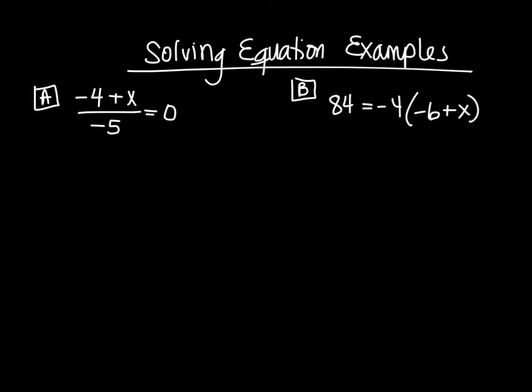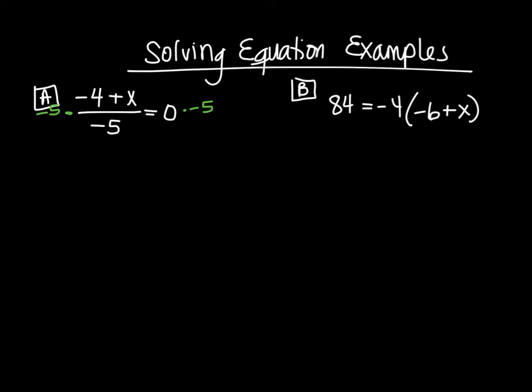All right, to keep us from getting bored, I've included some of the trickier versions of solving equations. So in example A here, x is stuck on the top, which means I'm going to have to get rid of this negative 5 down here at the bottom. Well, this whole fraction bar means division. So to undo division, I'm going to have to multiply by negative 5. That's the only thing that's going to cancel out.